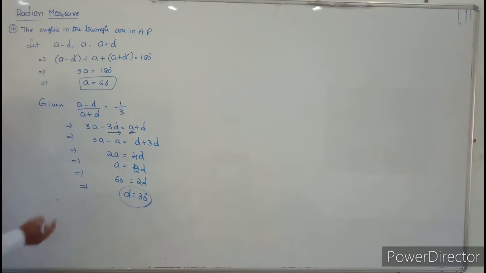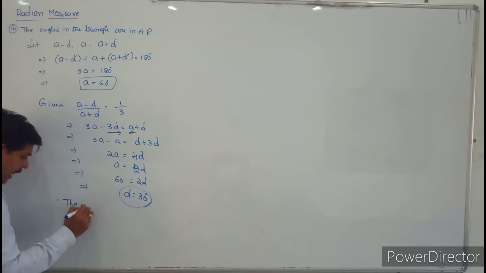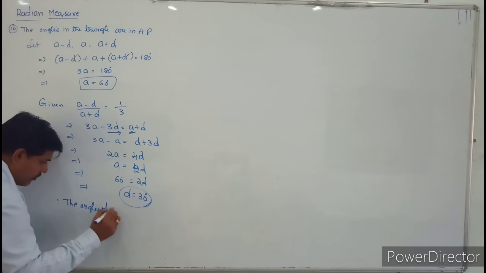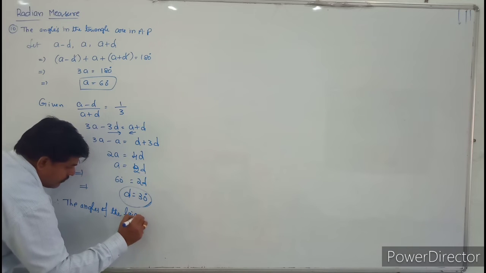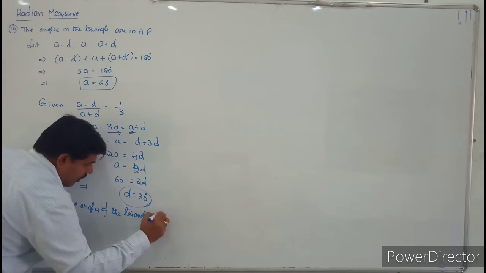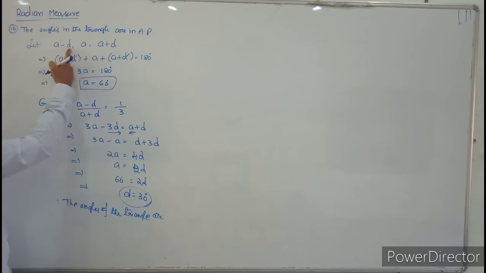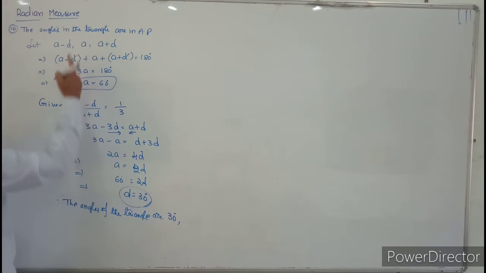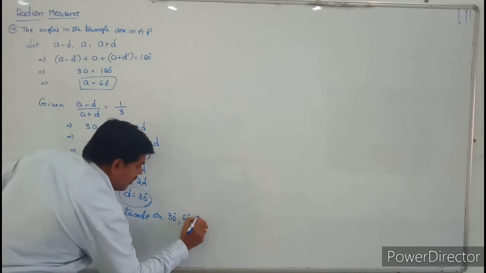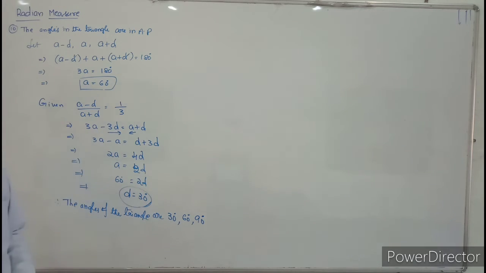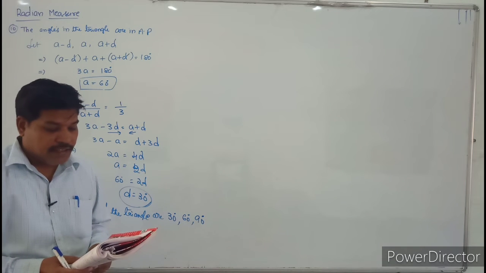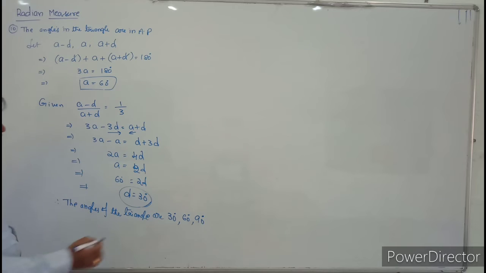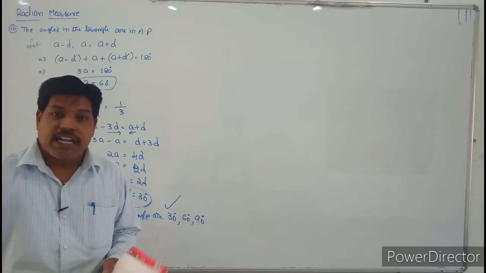Therefore, the angles of the triangle are, what are the angles, students? A minus D, 60 minus 30 is 30, and A is nothing but 60 degrees, comma, A plus D, 60 plus 30 is 90 degrees. So what is the question they are asking? The least angle. What is the least angle, students? The least angle is 30 degrees.